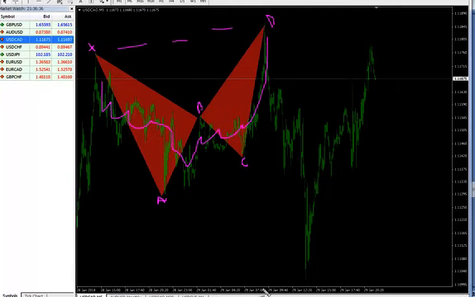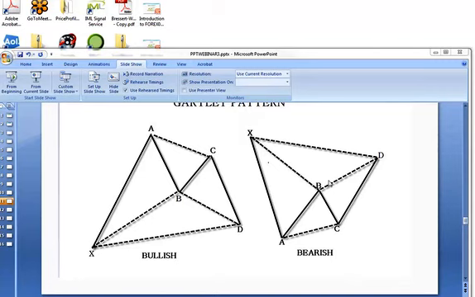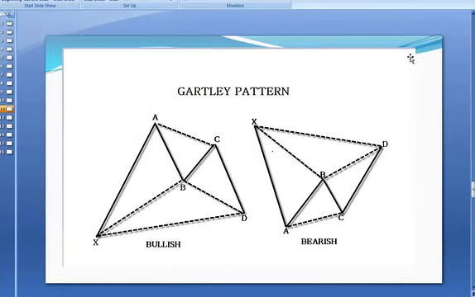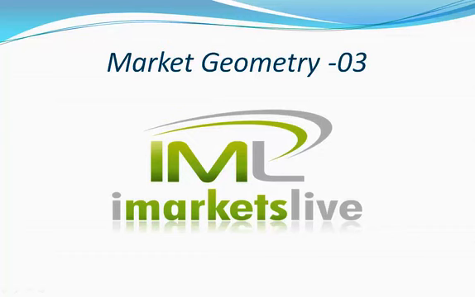Can you believe it? Here it is. There we go. Okay, let's go back into the Gartley pattern. Let's go back into the analysis of that, and let me put on my full page again. There we go.